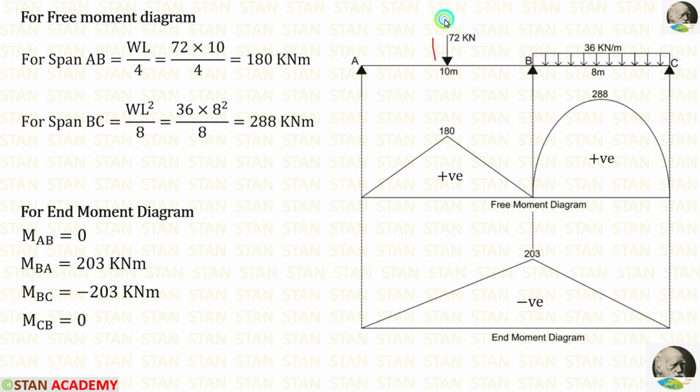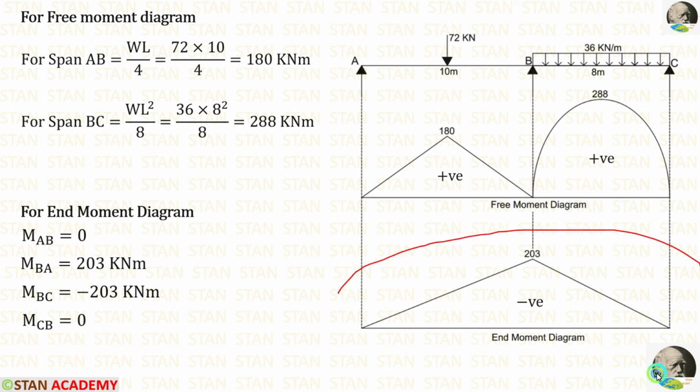We know that if your point load is acting in the simply supported beam, the bending moment diagram will be in the shape of a triangle. If the UDL is acting, the bending moment diagram will be in the shape of a parabola. In most of the cases, the free moment diagram will be positive. It will be rarely negative when there is a couple moment in the beam.